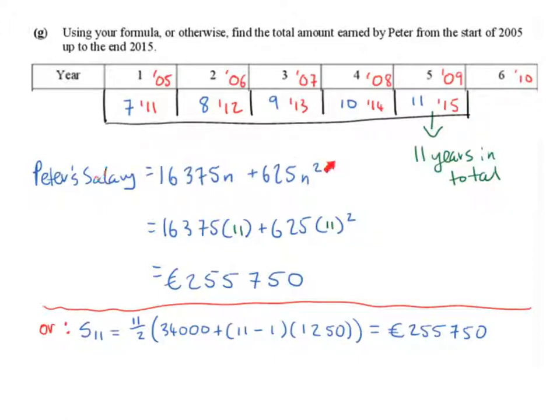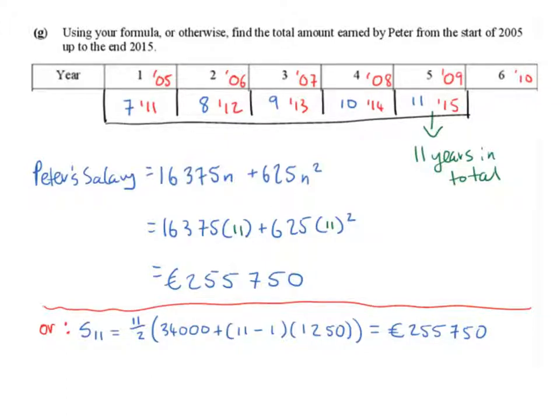So we take our formula for Sn that we worked out in the previous question. We swap that n for 11 with brackets around it, and then we multiply it out. And we can use a calculator. We get €255,750.